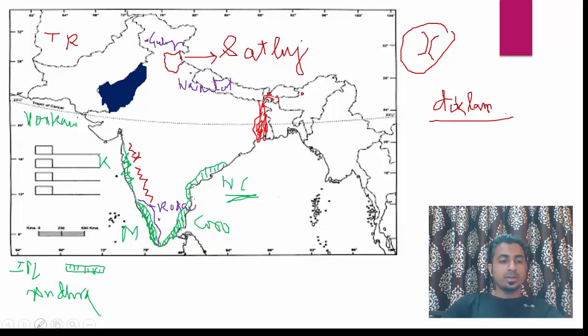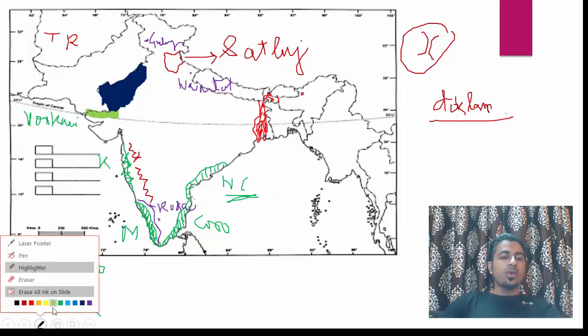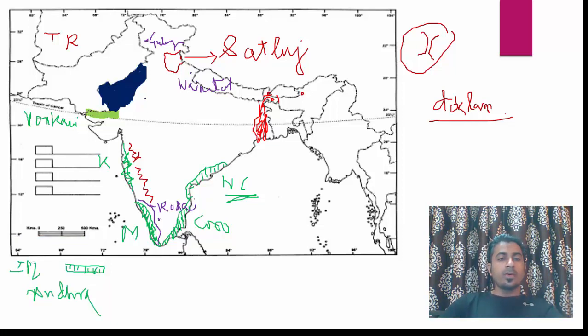Now for that I will change the color. Rann of Kutch is in this part, but the whole of Gujarat is not Rann of Kutch. So whatever I am marking is Rann of Kutch, only this much. Why is it known as Rann? Because we have got salt marshes here. Okay, we have got salt marshes here. This is the Great Indian Desert, and this is Rann of Kutch.